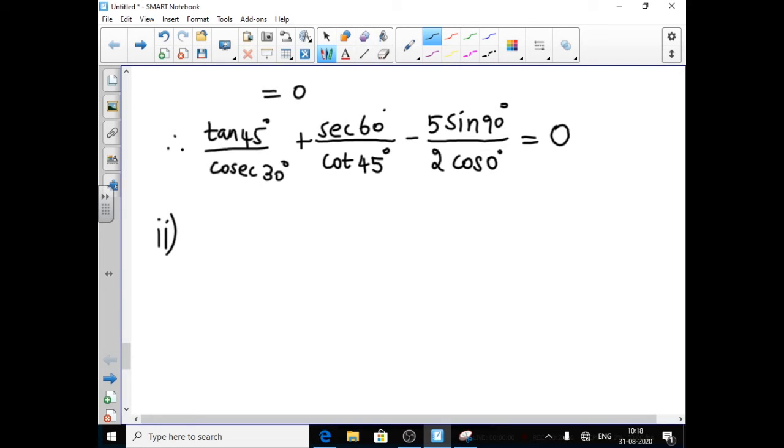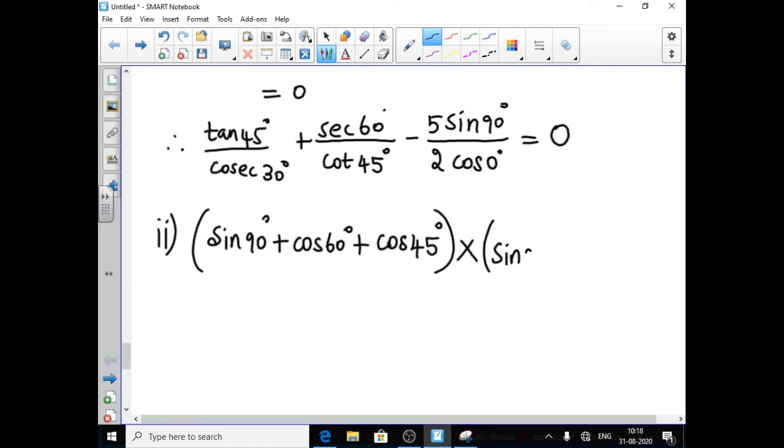Second subdivision is sin 90 degree plus cos 60 degree plus cos 45 degree into sin 30 degree plus cos 0 degree minus cos 45 degree.